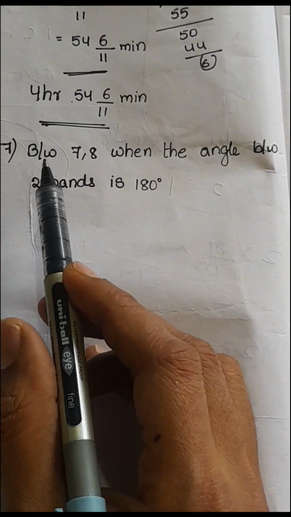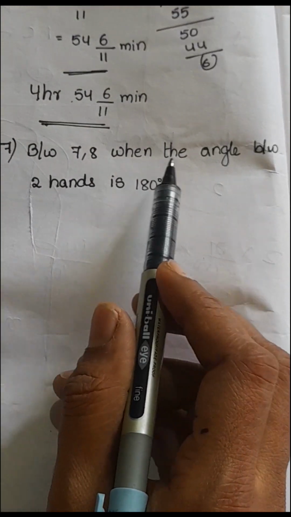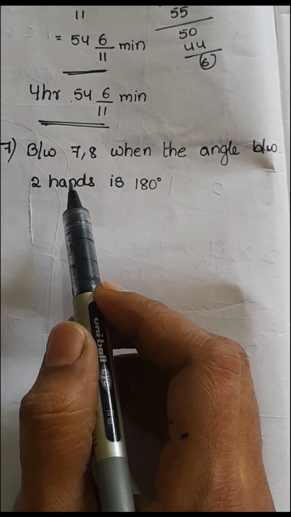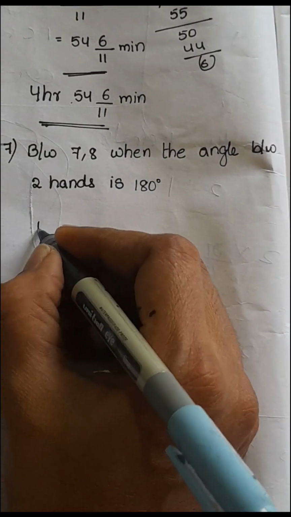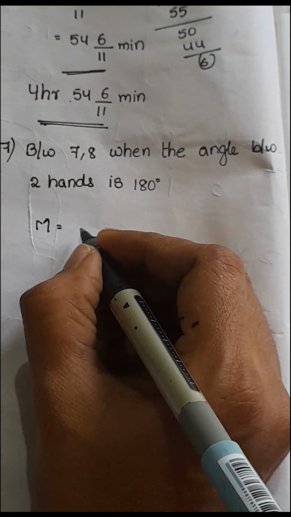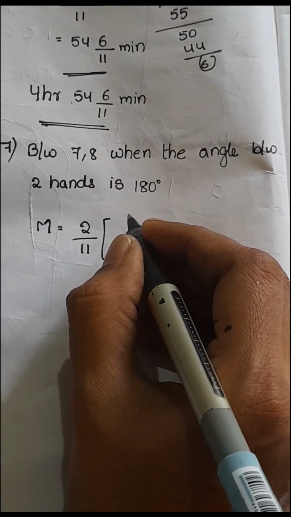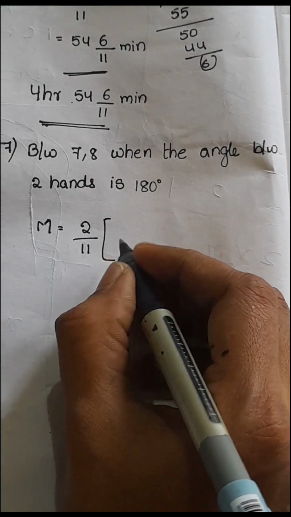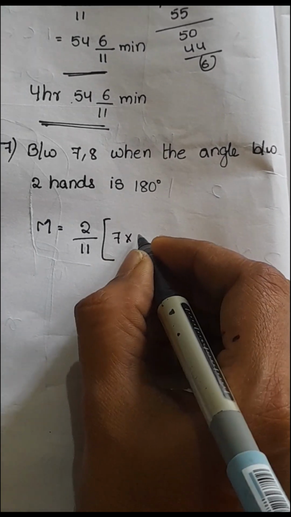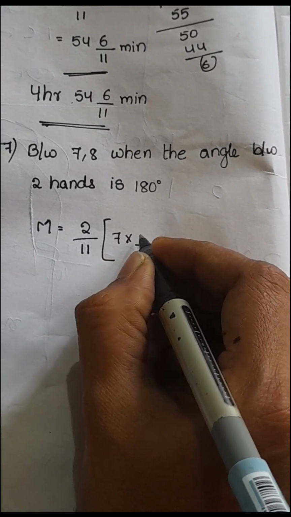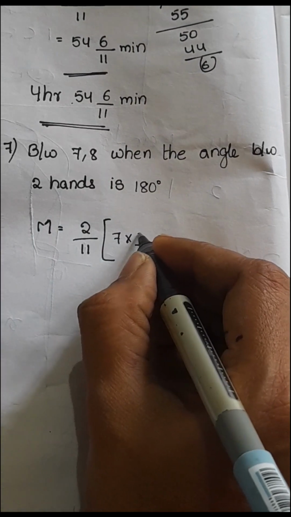Let us see another question. Question number 7. Between 7 and 8 when the angle between the two hands is 180 degrees. Here we should take 180 as minus 180 because the time is given between 6 and 12. So we should take 180 degrees as minus 180 degrees. Starting hour is 7, so take h as 7.